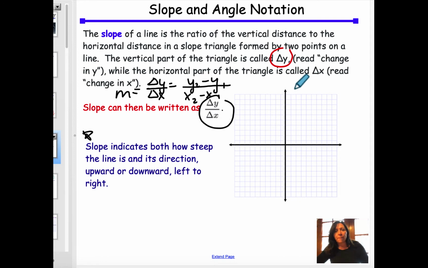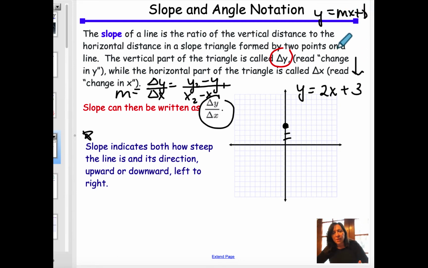So for example, if I said y equals 2x plus, let's just say 3. I'm going to start up at 3 right here. That's my y-intercept, which is this value right here from slope-intercept form. If you recall, y equals mx plus b. B being my y-intercept and m being my slope.